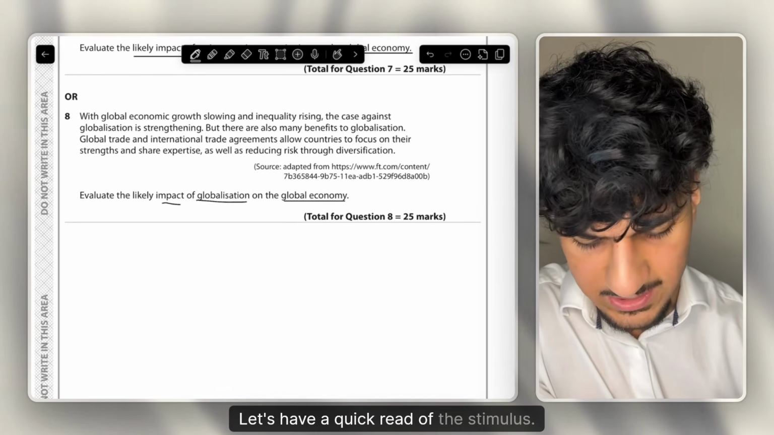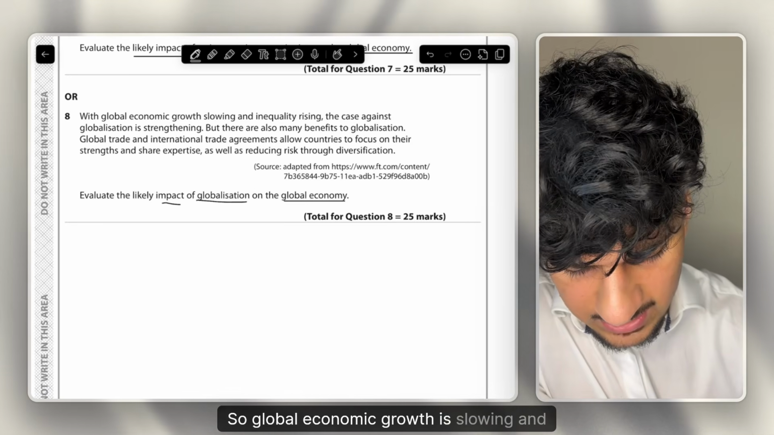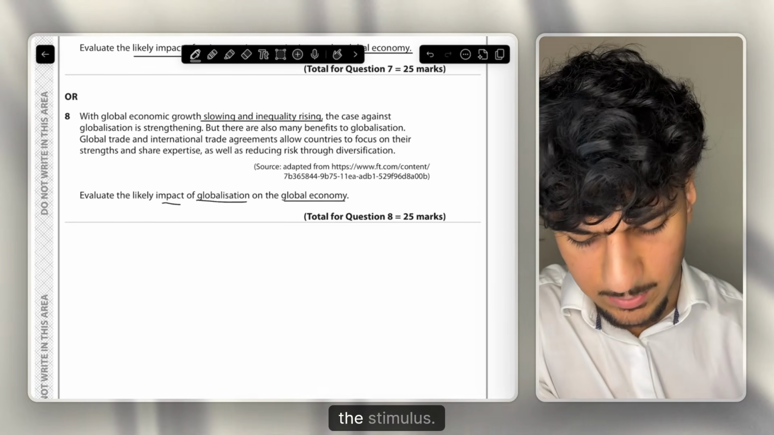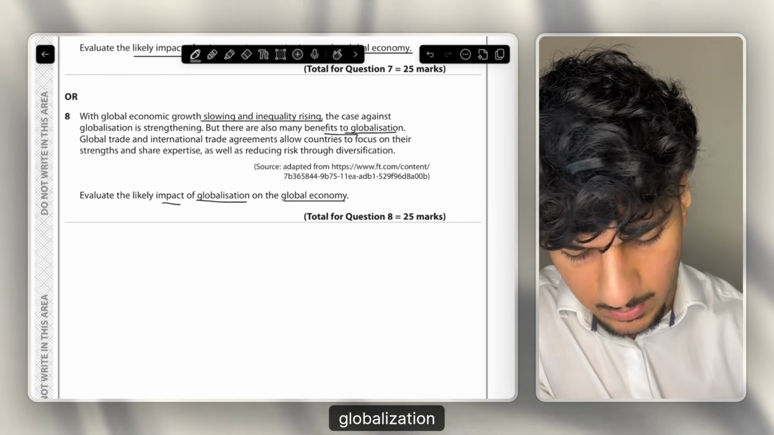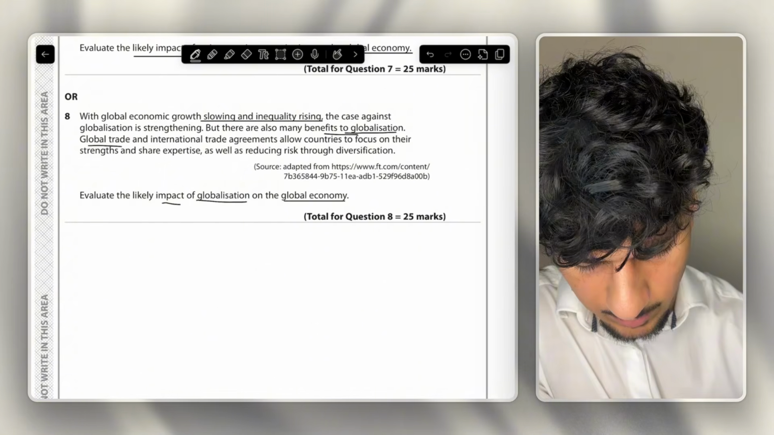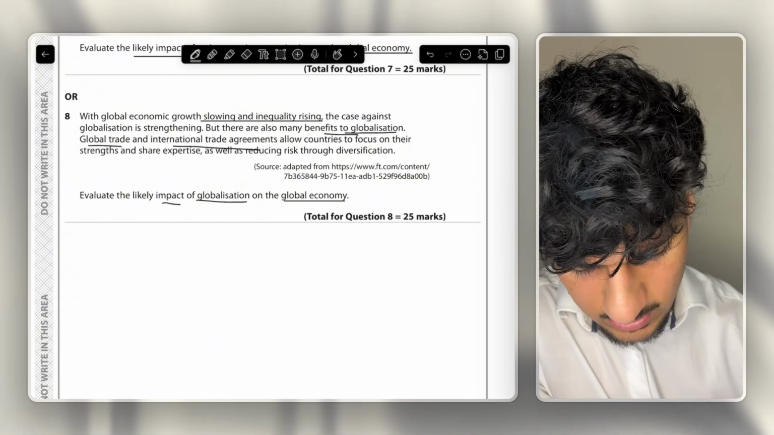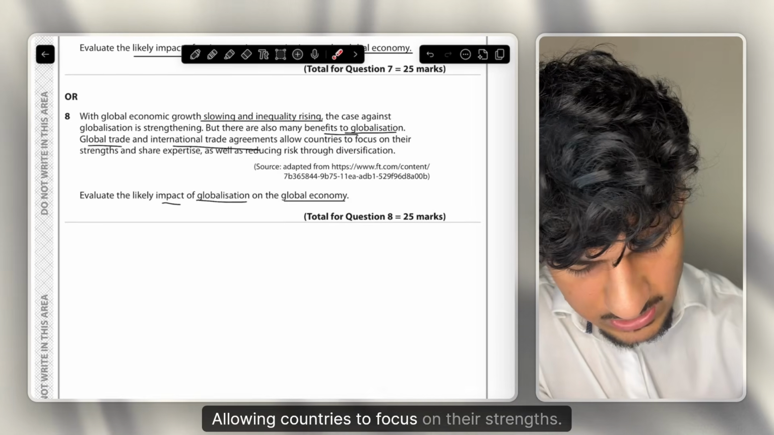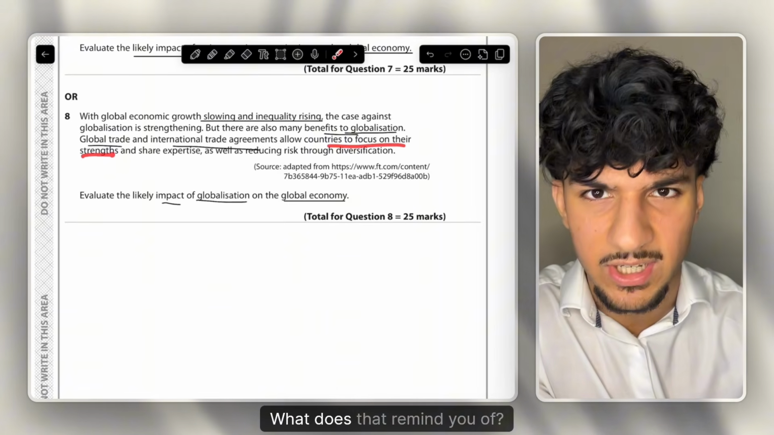Let's have a quick read of the stimulus. So global economic growth is slowing and inequality is rising. So it's giving us some of the impacts already in the stimulus. So then it talks about the benefits of globalization with increased global trade, international trade agreements. Yep, so allowing countries, so what does it say here? Allowing countries to focus on their strengths. What does that remind you of?